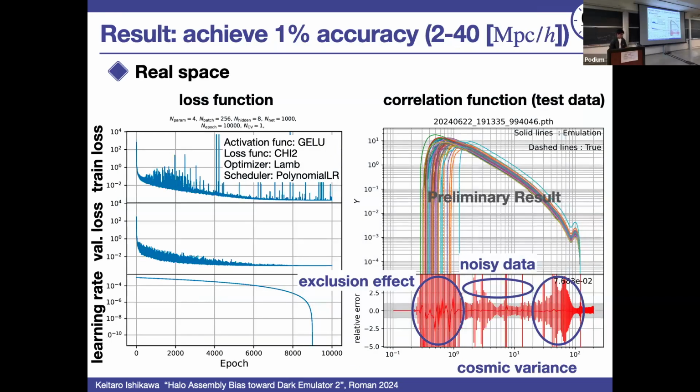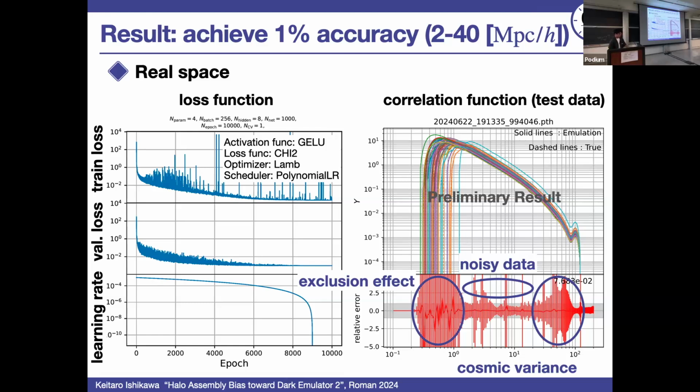Okay, these are the preliminary results. The left figure represents the loss value as a function of epoch. From top to bottom, this represents the training loss, validation loss, and learning rate. On the right-hand side is a cross correlation from the test data. The upper one is xi_c times r, and the lower one is the ratio of emulator results to simulation data. The gray shaded region represents 1% error, and the red line is the average of test data.